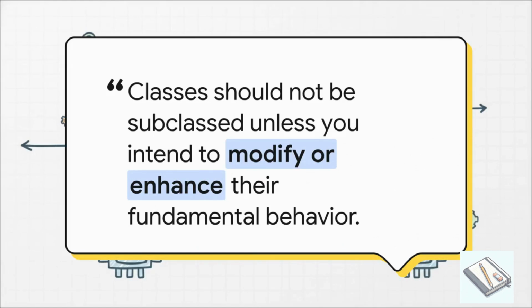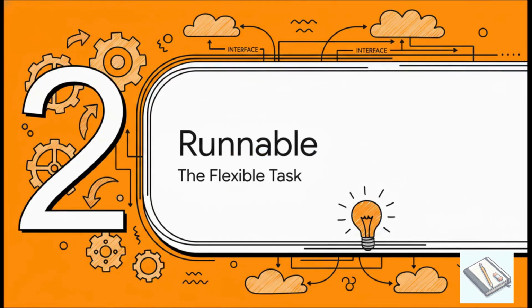Think about it. Most of the time, are you trying to reinvent the very nature of a thread? No, you just want to give a thread a job to do. You're defining the task, the what, not rewriting the fundamental behavior of the worker, the how. So, if that's the problem, what's the solution?